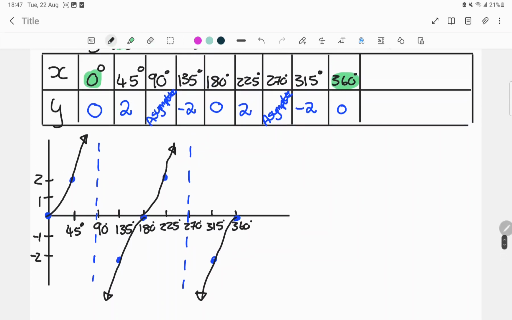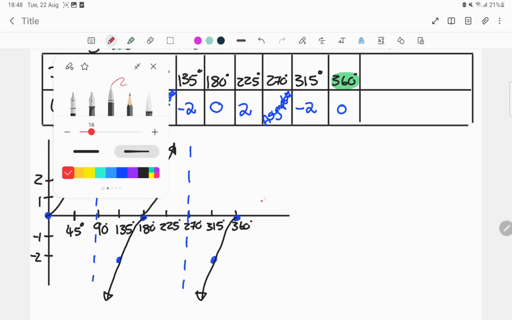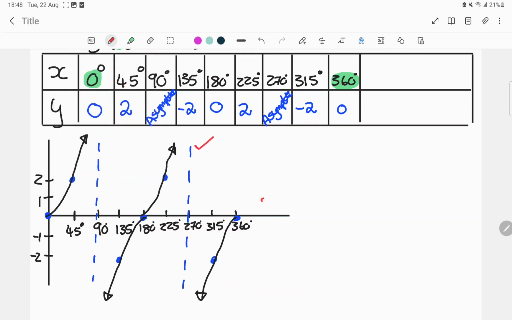Alright, so how will you get marks? The first thing will be, did you have your asymptotes? Yes, you did. Did you have the correct x-intercepts, so it's 0, 180 and 360? Yes, you did. And then lastly, the shape of your graph, is it going in the correct direction, and is it curving correctly? So is it going towards your asymptote and also going up or down?